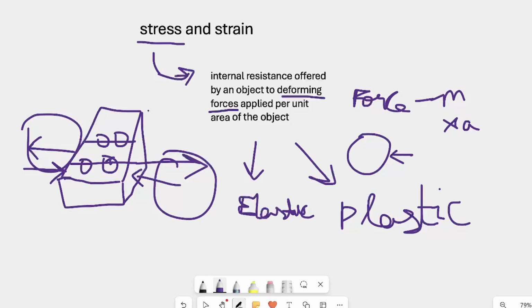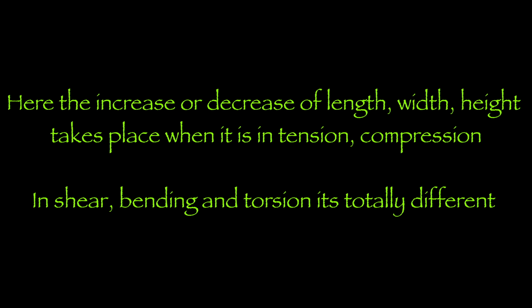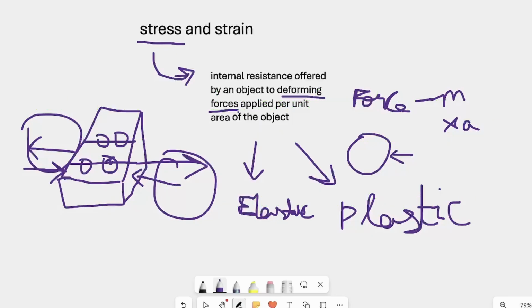But when you're applying these deforming forces, it doesn't move the object, but rather it just increases the length of the object, or it increases the width of the object, or it increases the height of the object. If you're considering 3D, if it is a 2D object, it will either increase or decrease the length, or it will increase or decrease the width. Okay, this is the difference between deforming forces and a force.